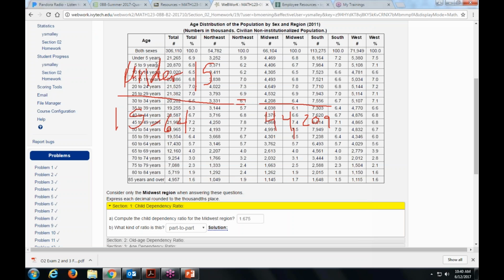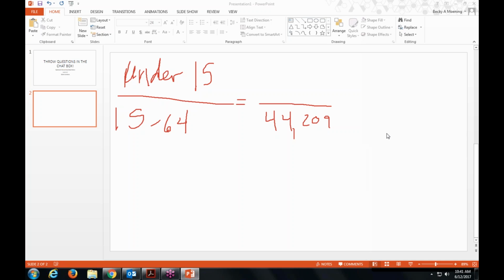Okay, so under 15 is the first three: under 5, 5 to 9, 10 to 14. That's 13,180. All right, so the number of children over the number of workers. Let's turn this into a decimal, because a fraction that big doesn't mean anything to anybody. 0.298, rounded to three decimal places. So that should be your answer for number 19.